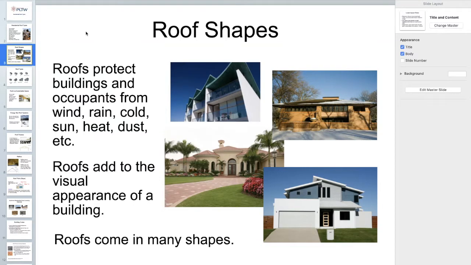All right, so the shape and type of roof we have will protect our occupants from a lot of different things. That could be things like wind, rain, cold, sun, heat, dust, etc. They also add to the visual appearance of your house. A lot of the ones we see in this area are gable roofs. They're pretty simple, cost effective, and that's probably why we see them most often. With the more elaborate roof styles, in the case of a couple of these images, you could certainly imagine the cost of that structure would go up significantly.